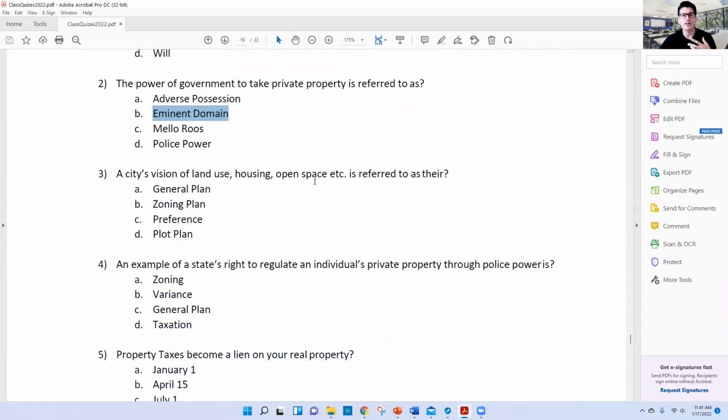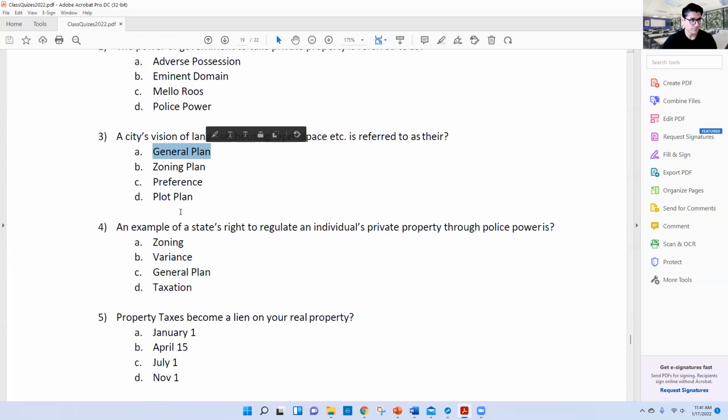Oh, that sounds like their general plan for how they want the city to come out. A city's vision of land use, housing, and open space is referred to as their general plan. That's why you sometimes also hear, oh, this is a master planned community. I don't think they use that term anymore, but it's kind of the same thing, general plan.